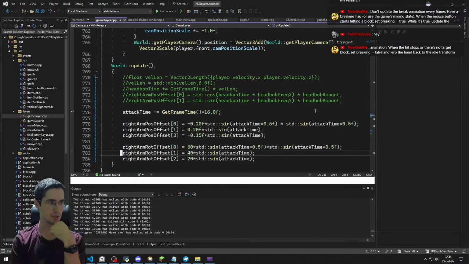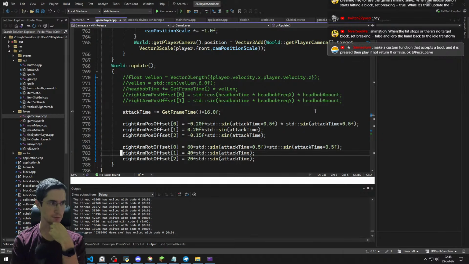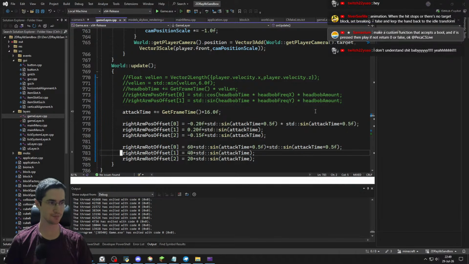Should make it ease, progress through sine. That's how it's implemented in Minecraft. You don't need to add parentheses there. And division. Don't update the break animation every frame. Have a breaking flag or just use the game's mining state. When the mouse button starts hitting a block, set breaking true. While it's true, update the animation. When the hit stops, there's no target block, set breaking false. Oh, I can have that accept a bool, and if it's pressed, then play the animation.